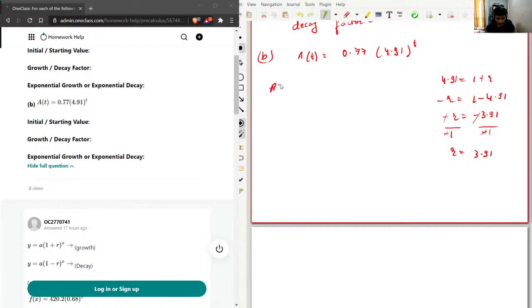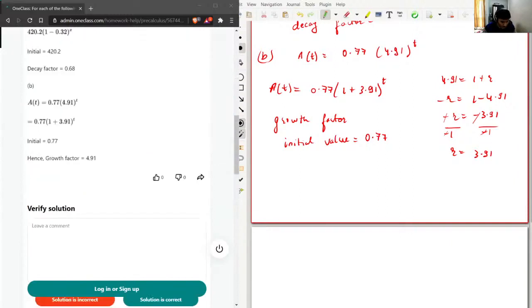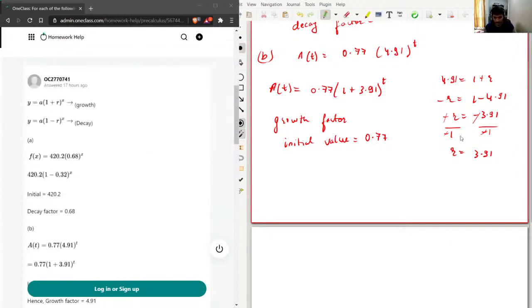So I can write a of t as 0.77 times (1 plus 3.91) to the power t. Again we have a positive sign here, so we have a growth function. The initial value will be 0.77, the value outside the bracket. And let me check the growth factor. Yes, the growth factor is 4.91.